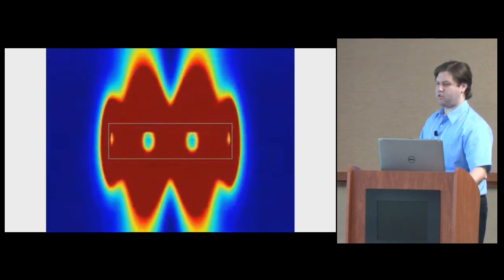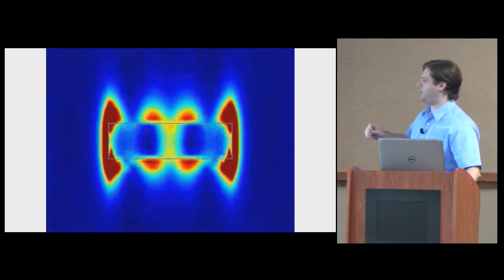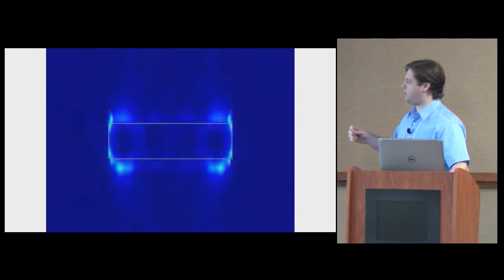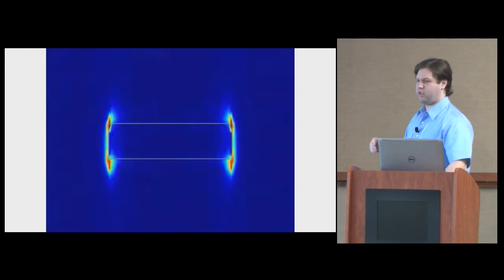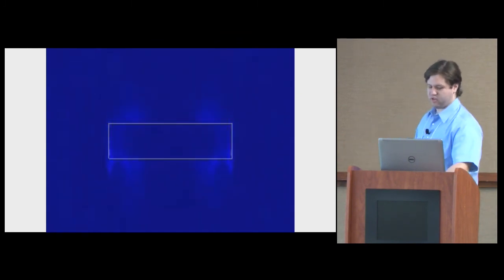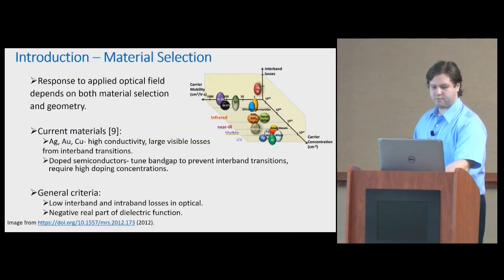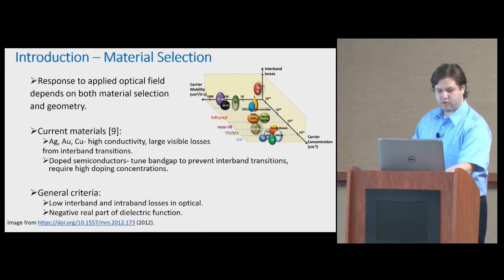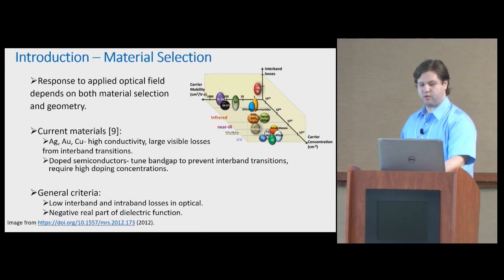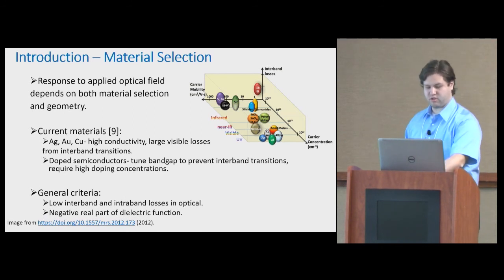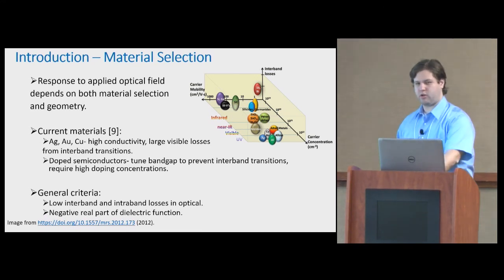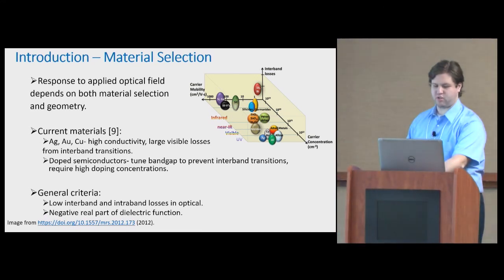even after the light is no longer applied, we still have oscillations of the electrons on the surface of this gold bar. These oscillations are the plasmon resonance. In this case, since they're localized, they're LSPRs. So the response to an applied optical field in this scale depends both on the material choice and the geometry. Currently, there are quite a few possible materials used.